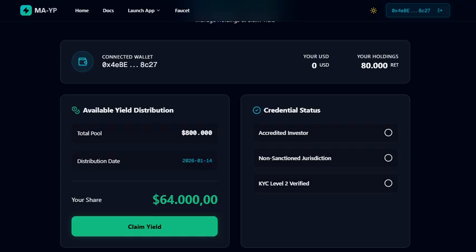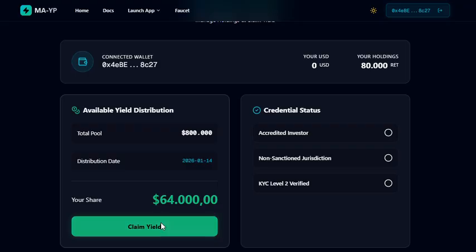These credentials are verified off-chain using a circom circuit. The circuit generates a credential proof that proves this investor meets all compliance requirements, without revealing their actual KYC data. This keeps investor privacy intact while satisfying regulators. Now comes the clever part. The investor clicks Claim Yield.